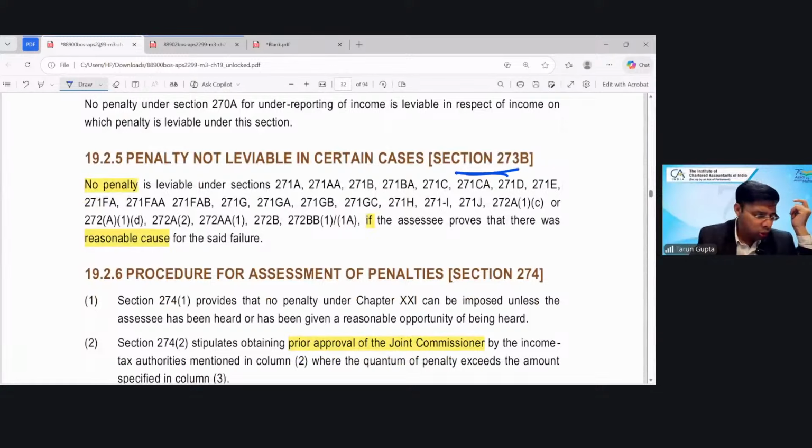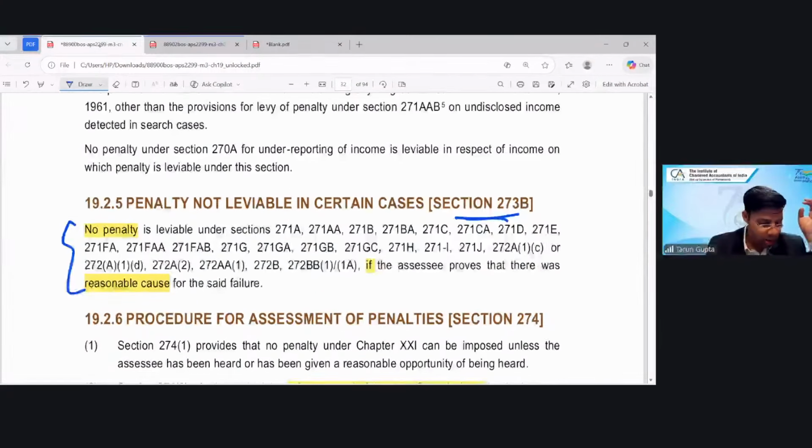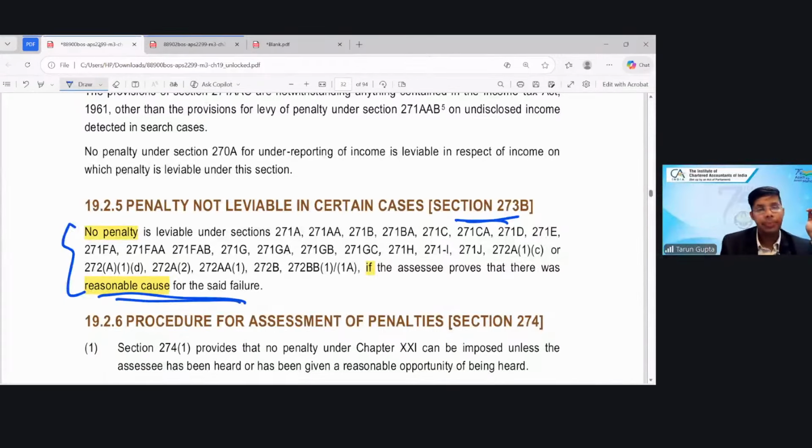273B. This is a very small section, but it's a very important section from a practical point of view. 273B says that no penalty can be levied if the assessee had a reasonable cause for such failure. So if there was no malafide intention, it was a mistake, or there was a reasonable cause for such default, if the assessee could explain that reasonable cause, then the penalty is not levied.